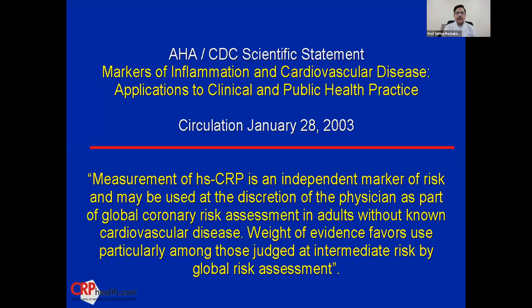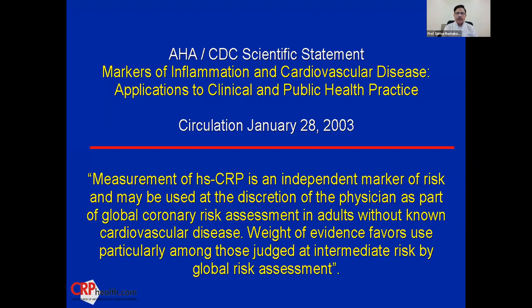Okay, so American Heart Association: measurement of HSCRP is an independent marker of risk and may be used at the discretion of the physician as a part of global coronary risk assessment in adults without known cardiovascular disease. Weight of evidence favors use particularly among those judged at intermediate risk.